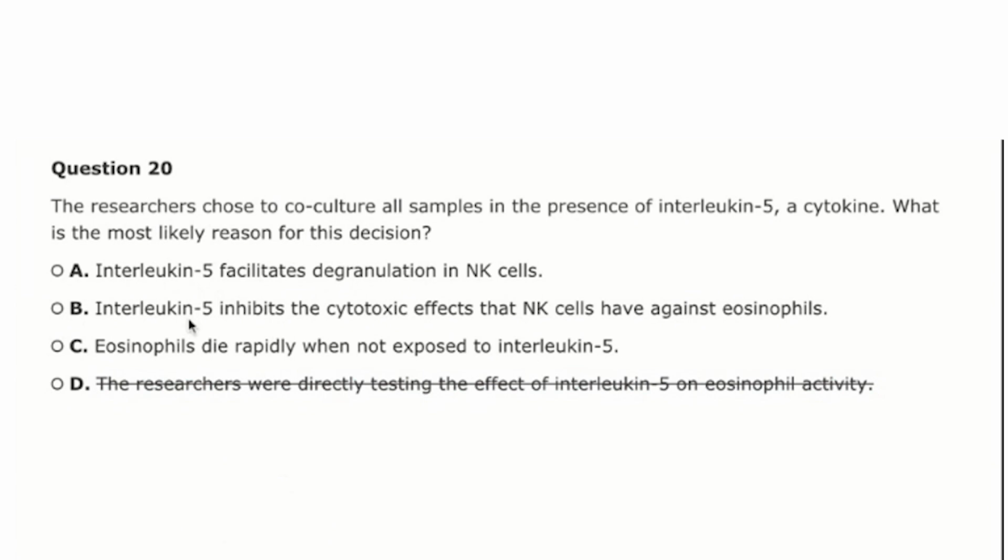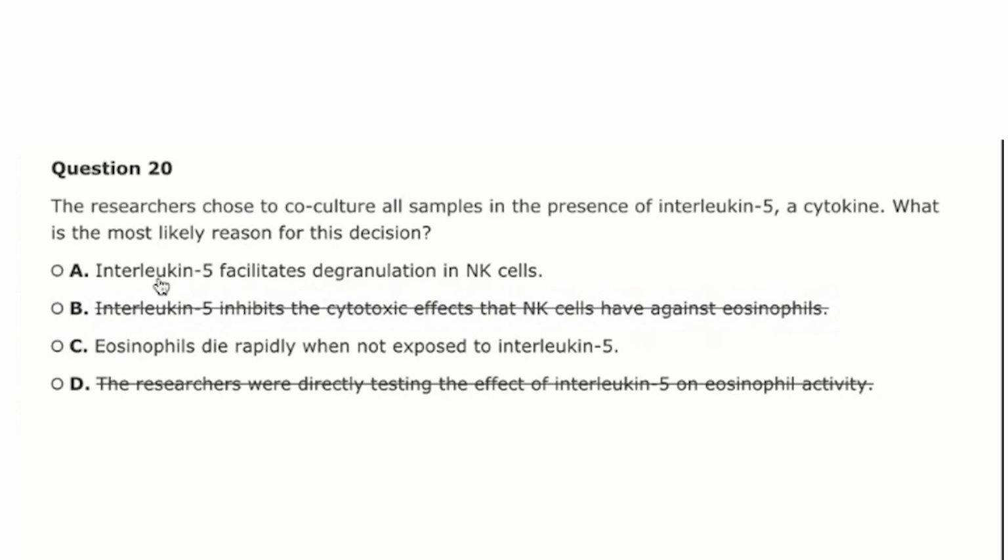And then answer choice B, interleukin-5 inhibits the cytotoxic effects that NK cells have against eosinophils. That doesn't seem right because the whole setup of this study is to show the cytotoxic effects, even though it's in interleukin-5. Also, the natural killer cells' cytotoxic effects are specifically against stressed, transformed, or infected cells, not healthy ones. So this would introduce a whole bunch of problems if that was the point of introducing interleukin-5. So that seems fully not part of the experiment.